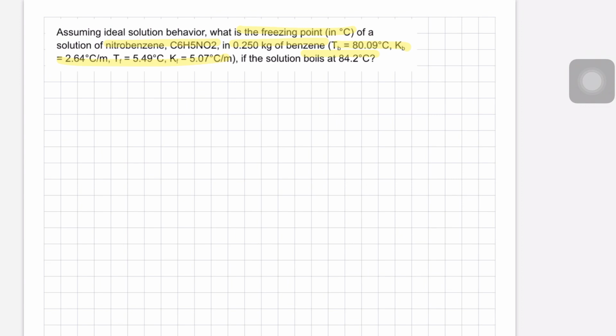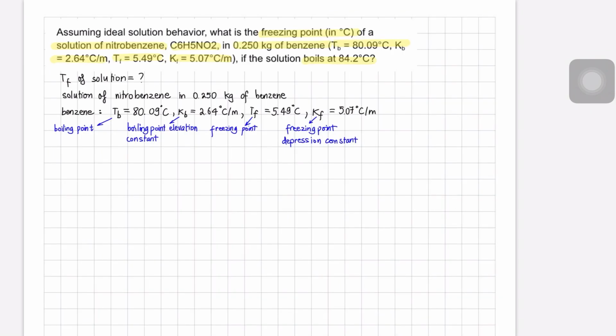Now, let's summarize the information given to us and what we need to find. So we know that we need to find the freezing point of the solution, and this solution is a solution of nitrobenzene in 0.25 kilograms of benzene. Next, we're given a lot of information about benzene.